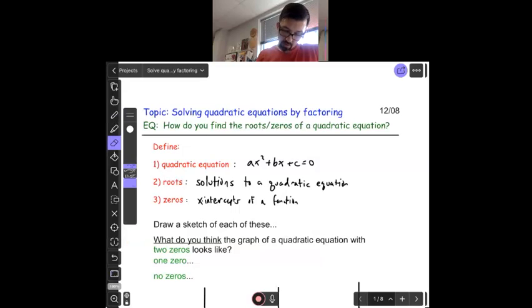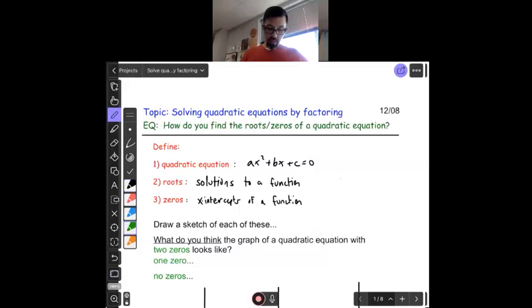Again, this would be a phrase that you guys might have heard me use once or twice, but here we're going to start using it more deliberately. And here, I'm saying x-intercepts of a function. I guess not necessarily a quadratic equation. I should have said function there. Sorry, but in this case, it's a quadratic equation.